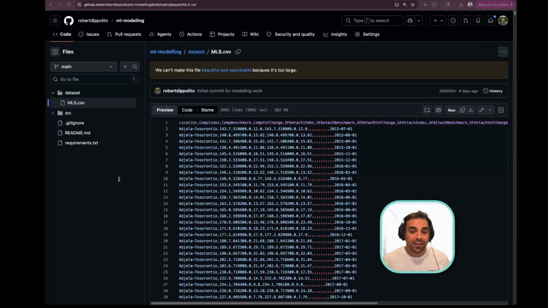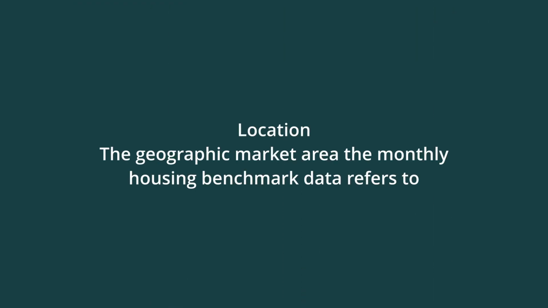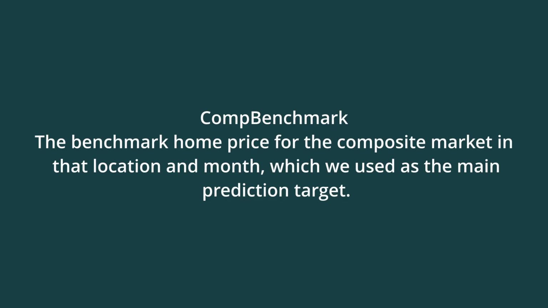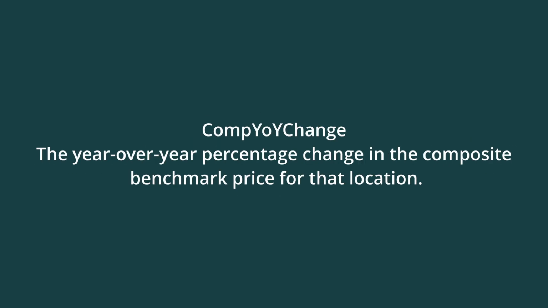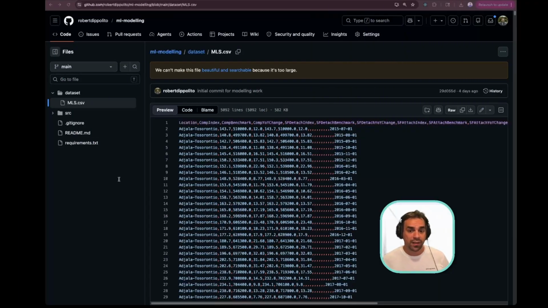When we inspected it, we found that it had just over 5,000 rows and 17 columns, including fields like location, compensation benchmark, comp index, comp year-over-year change, and date. We also found missing values in some of the property type columns, especially townhouse and apartment related fields. This is very common with public data sets. They're very rarely perfect, and so some cleaning is almost always required.